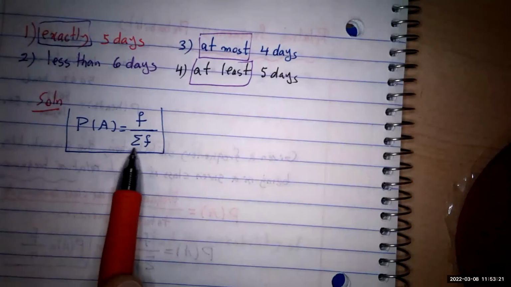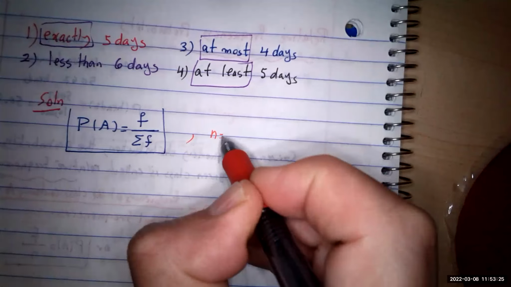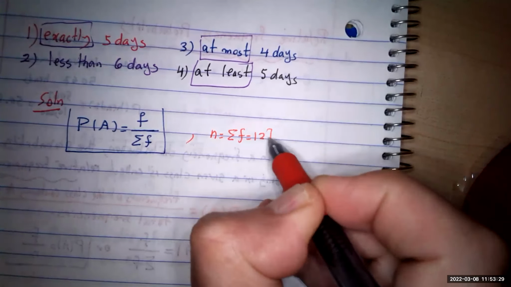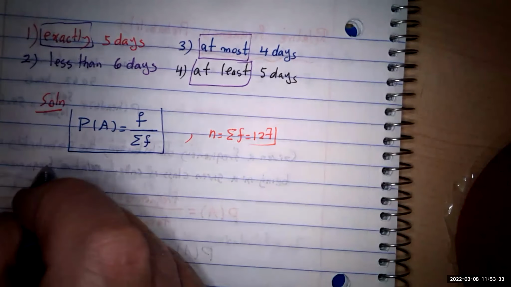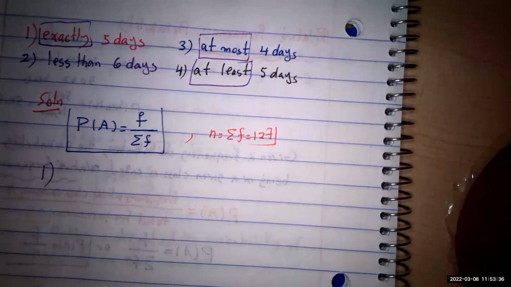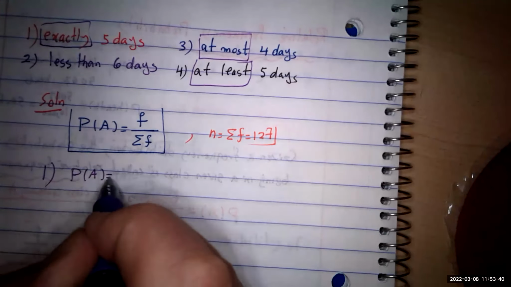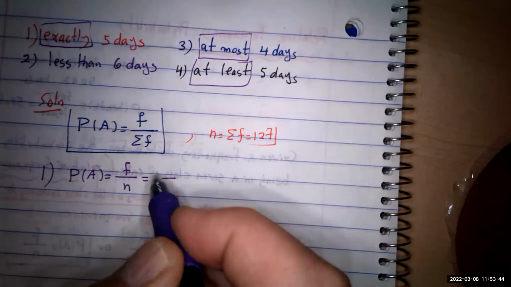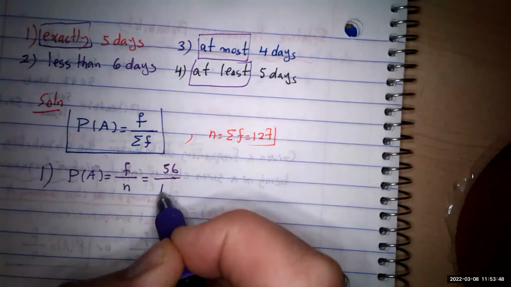So we know that the sigma f, which is n, is 127. Now we can go and answer the questions one by one. So the first part, exactly 5, means the probability of A is going to be equal to, I repeat it again, f over n. The frequency of this class is 56, and the total number is going to be 127.